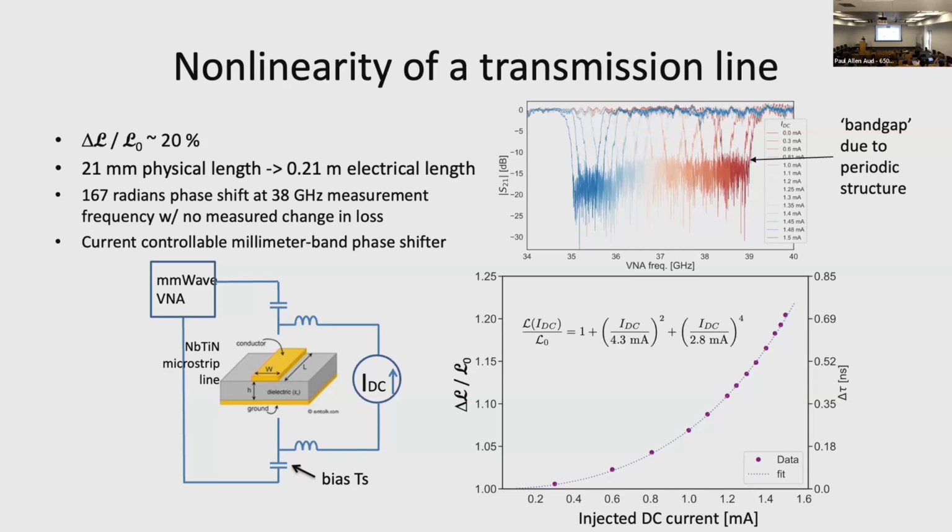And so at the measurement frequency of 38 gigahertz, we're getting about 167 radians of phase shift, and we're not seeing any measurable change in the loss in the transmission through the device. And so this is actually a useful device in itself. It could be used as a current programmable millimeter wave delay element, and we've been looking at using this as an on-chip Fourier transform spectrometer for astronomy type observations.